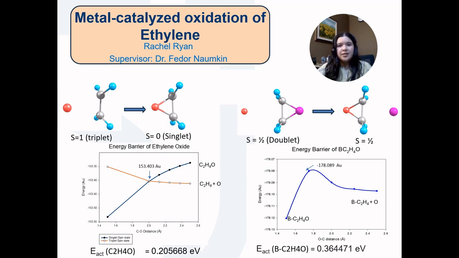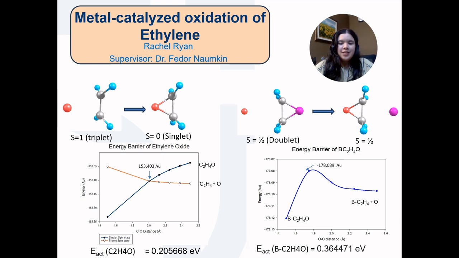We started off by finding the energy barrier for the oxidation of ethylene. We did this by 1, pushing the reactants closer together, and then 2, pulling oxygen and the ethylene oxide away. At a certain distance, the two energies intersect, which is approximately the point where the pi bond in ethylene breaks and the CO bond forms. This intersection occurs around 2 Angstroms, which you can see on the left graph. This allows us to calculate the energy barrier, which is 0.205 electron volts.